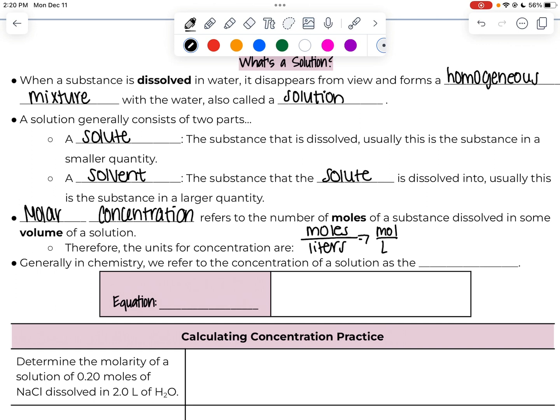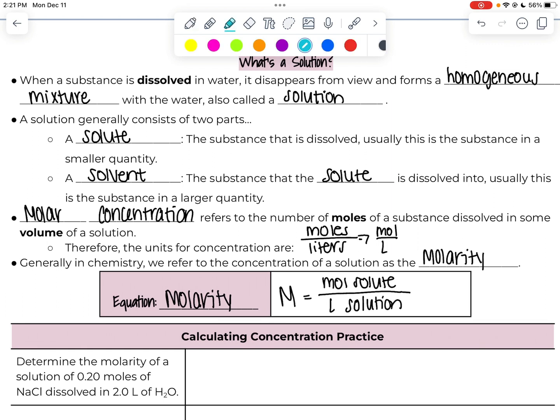So in chemistry, we refer to concentration of a solution as the molarity of that solution. So your equation for molarity that you need to know, molarity, capital M, is equal to the moles of your solute, the thing being dissolved, divided by the liters of your total solution. And we've seen this before, but I just want to point it out. Solution, you can abbreviate as soln, just to make it a little bit quicker and easier to write.